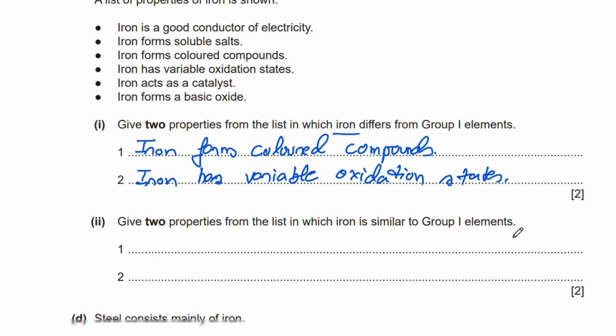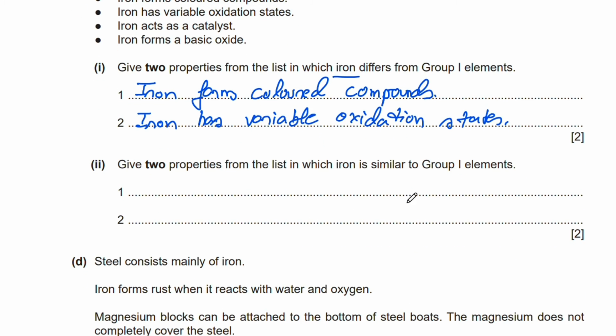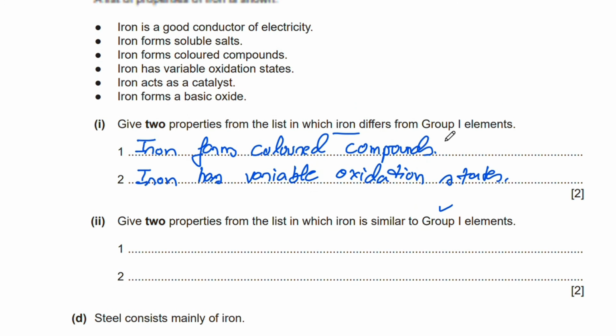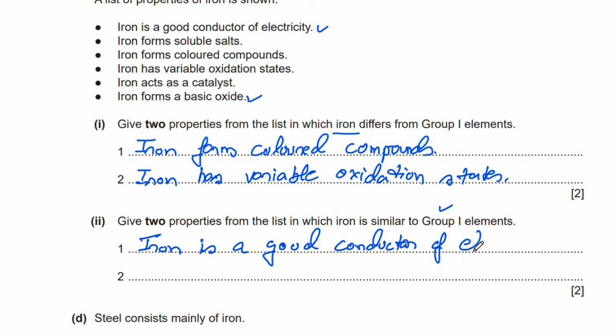Next one. Give 2 properties from the list in which iron is similar to group 1 elements. Two properties we know: iron is a good conductor of electricity, group 1 elements are also, and they all form basic oxides. So two that we will write are: iron is a good conductor of electricity, and iron forms a basic oxide.